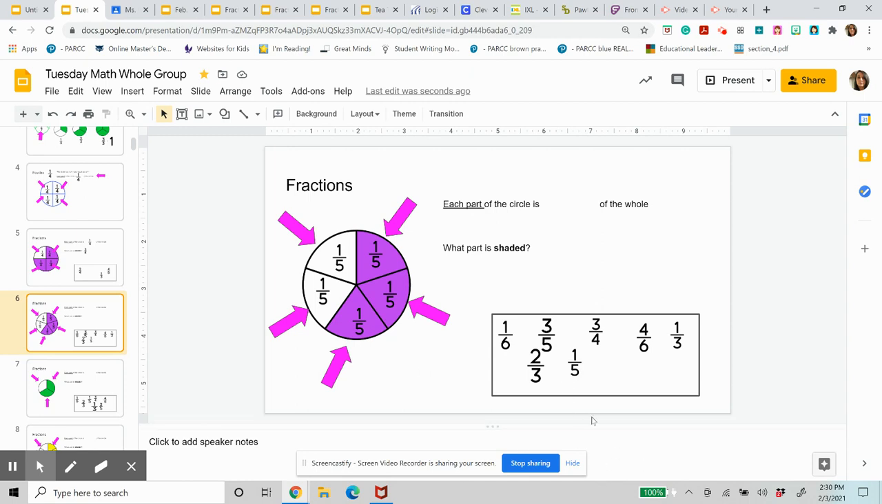take a guess. It would be 1/5. All right. That is our unit fraction. Because each part, this is a fifth, this is 1/5, 1/5, 1/5, 1/5. All right, now what part is shaded?